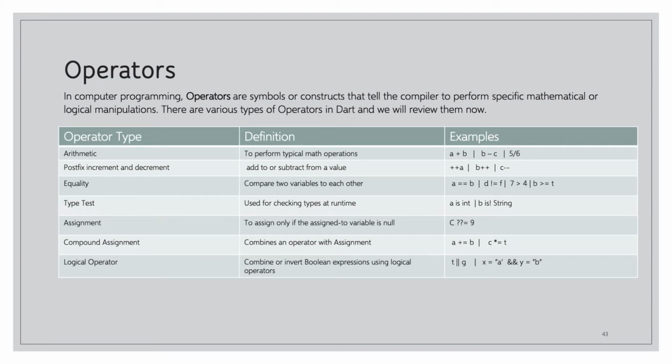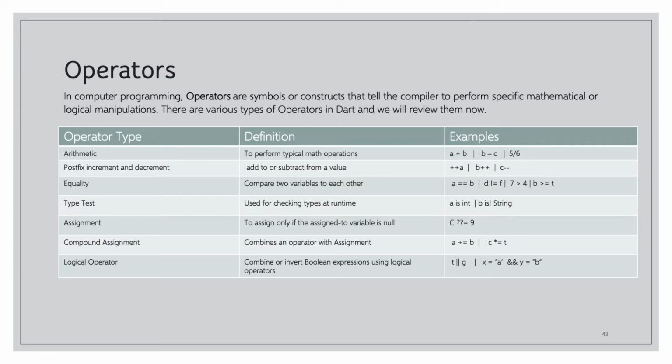In computer programming, operators are symbols or constructs that tell the compiler to perform specific mathematical or logical manipulations. There are various types of operators in Dart, and we will review them now. There's the arithmetic operator that tells Dart to perform the typical math operations, addition, subtraction, etc. There's the postfix increment or decrement operator that tells Dart to add or subtract from a value. It looks like this: plus plus value, value plus plus, or minus minus value, that type of thing.